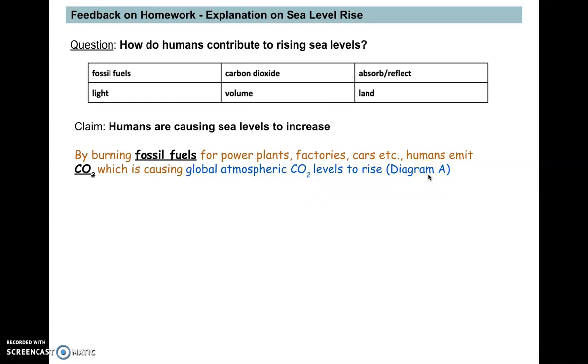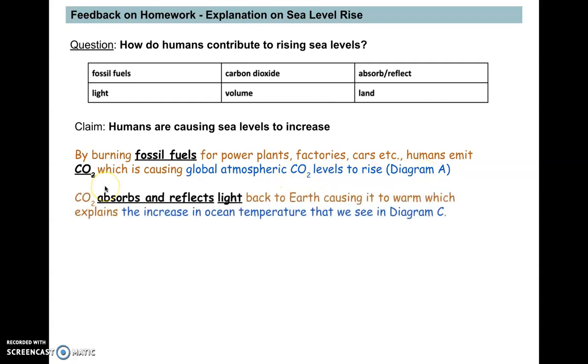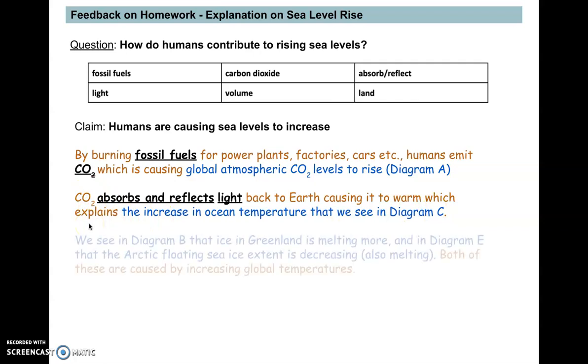All right, so then the next thing is, CO2 is going to cause temperature to change. CO2 absorbs and reflects light back to Earth, causing it to warm, which explains the increase in ocean temperature that we see in diagram C. Notice blue is the evidence from the graphs, from diagram C, and the orange is my reasoning, my causal mechanisms that we should know going into this.